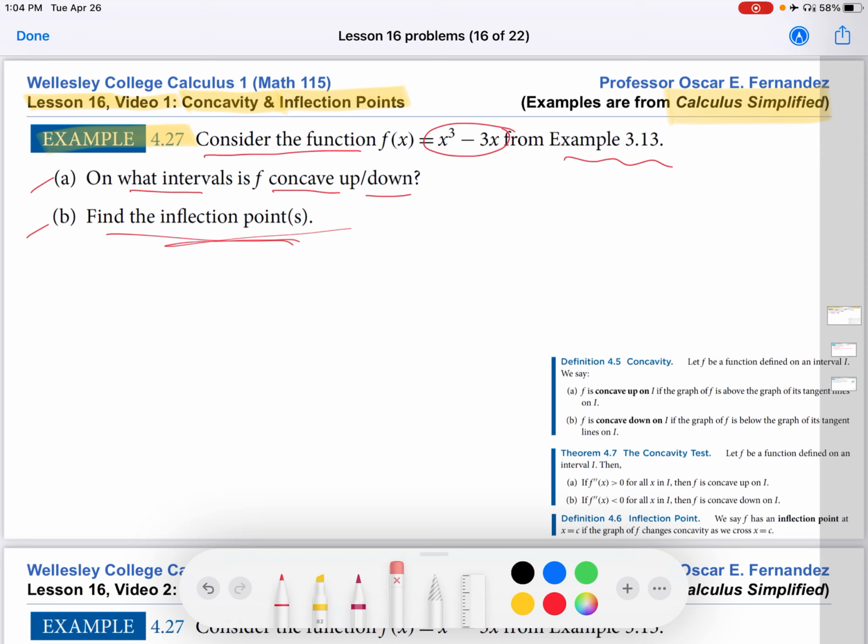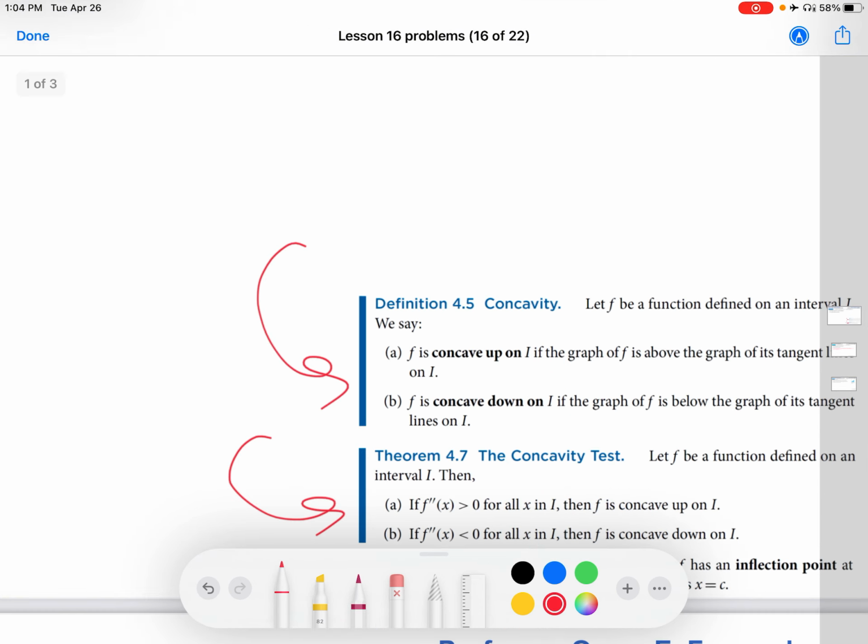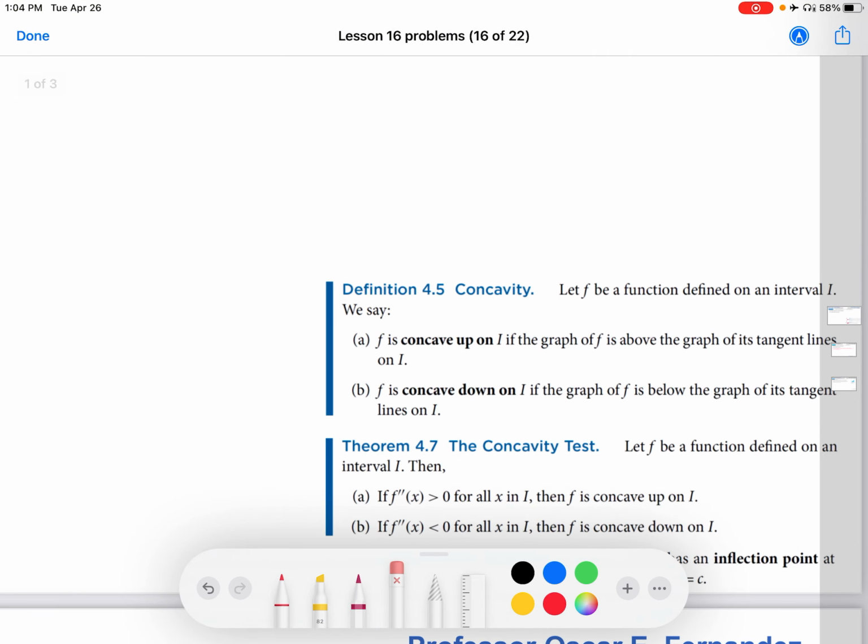So there are a few things to review here conceptually before we go off and find the intervals of concavity and the inflection points. So I've put down here the three pieces of information that we'll need. I'll zoom in here for a second and just review those. So first of all, concavity. Suppose I have a function that's defined on an interval. We say that the function is concave up on that interval.